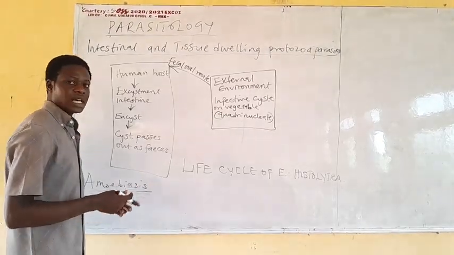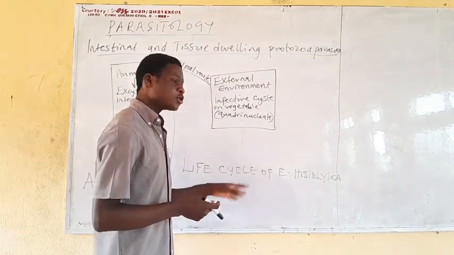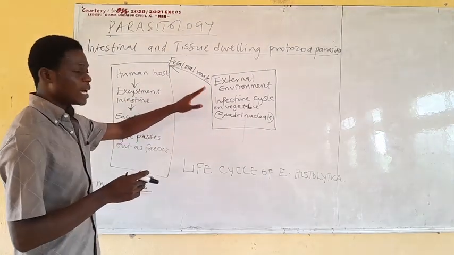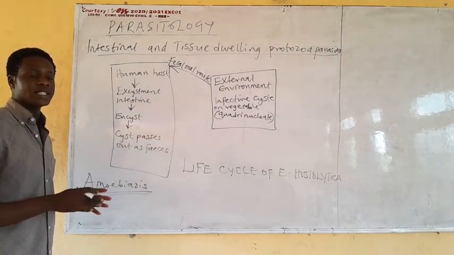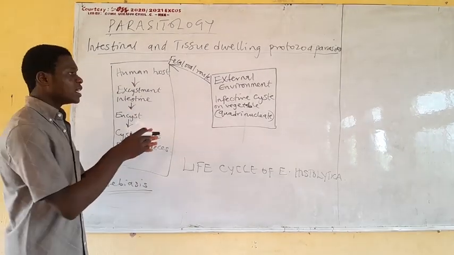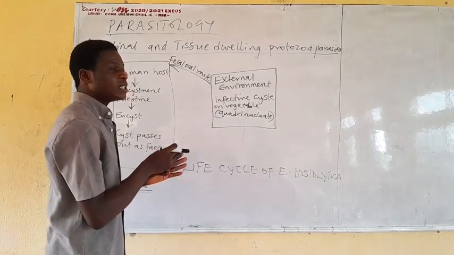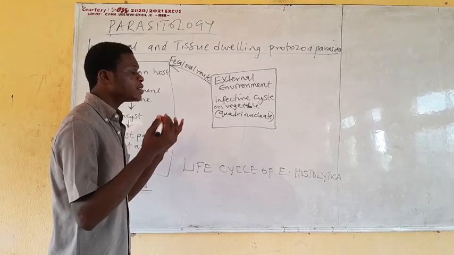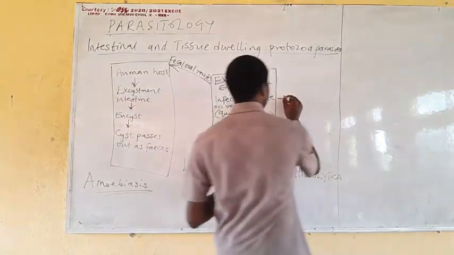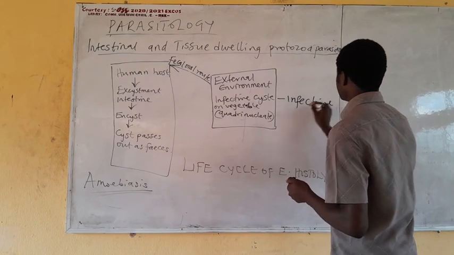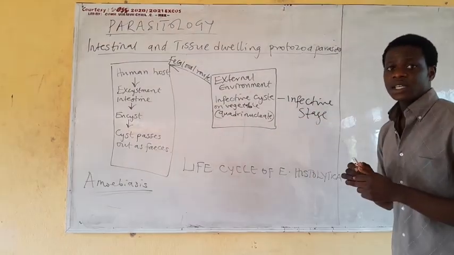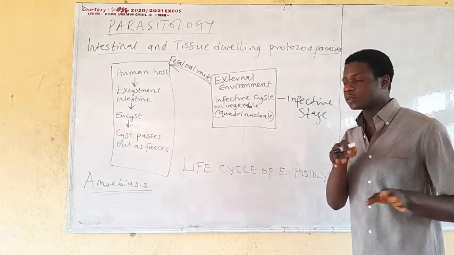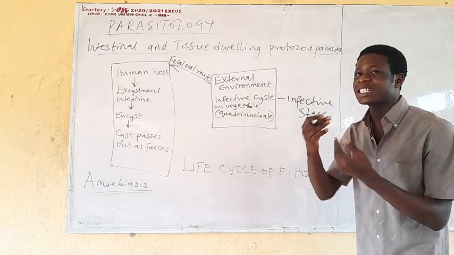Let's discuss the life cycle of Entamoeba histolytica, also known as E. histolytica for short. We start with the external environment in which the cyst exists. In the external environment, there is the presence of the infective cyst. Whenever you hear of the infective stage, this infective cyst is the infective stage. What is the infective stage? It is the stage that gets into the body of the human host, or any host at all, and starts functioning as a parasite.